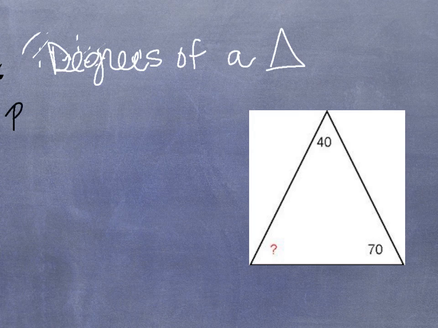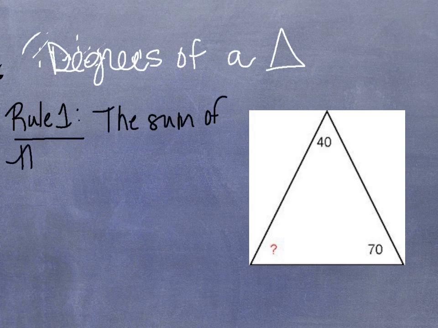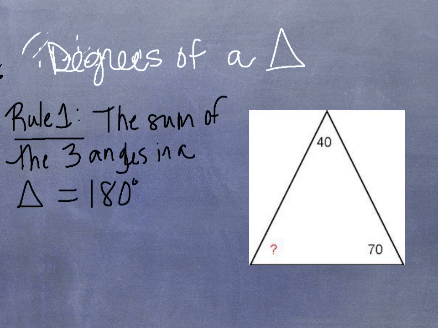So the first rule is that the sum of the three angles inside of a triangle is equal to 180 degrees. Okay, now I'm going to do something in class that will help you understand why that works. But again, these three angles inside the triangle are 40 degrees, 70 degrees, and our unknown, which we'll call x. These three together have to equal 180 degrees.